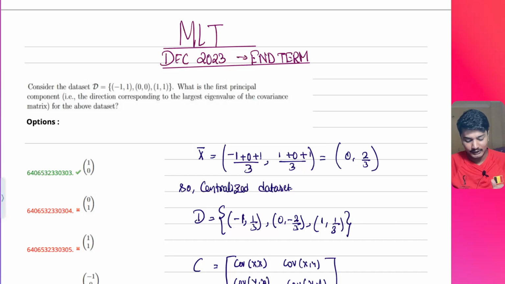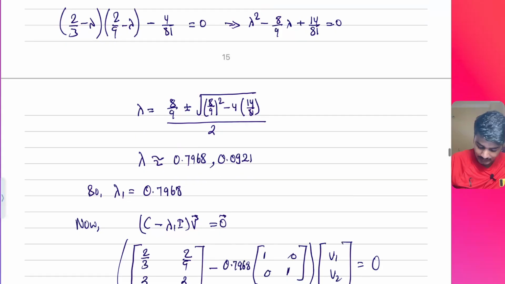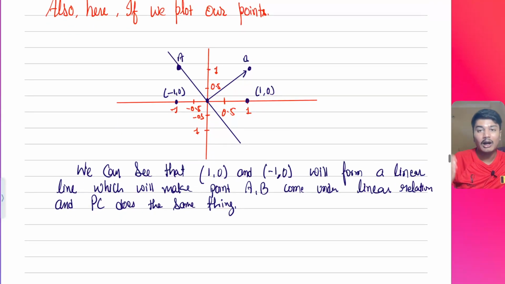So the question is, consider a data set, and the data set is this. Given the data set, what is the first principal component? For this question, I would like to firstly plot the data set. So let me plot the data set. I have plotted this here. Our data points are this point, this point, and this point. There are 3 points.